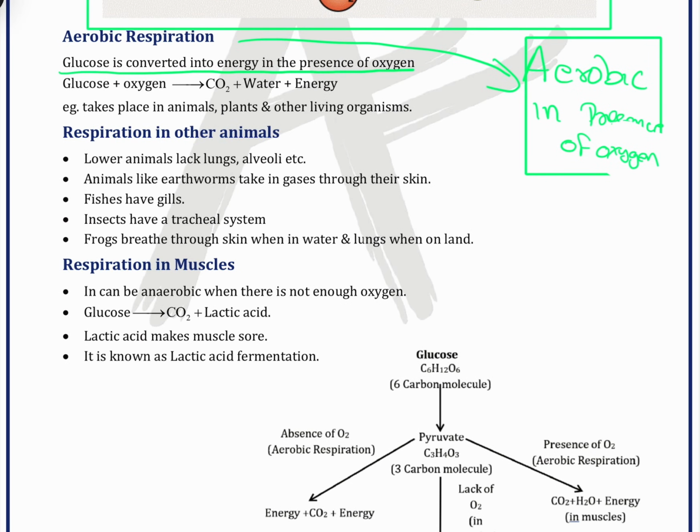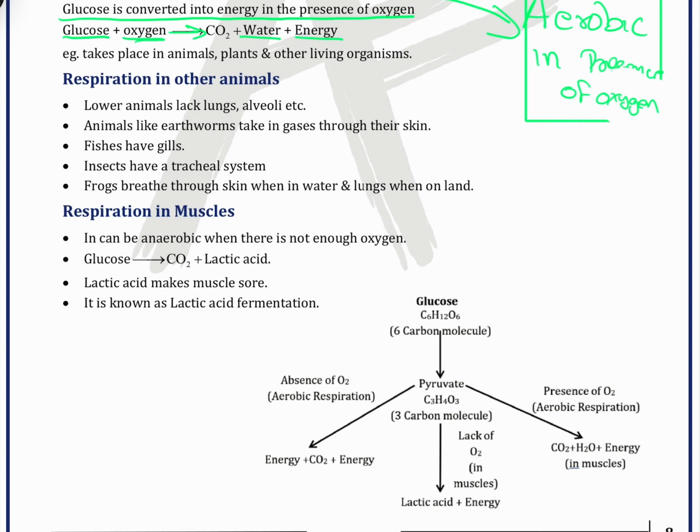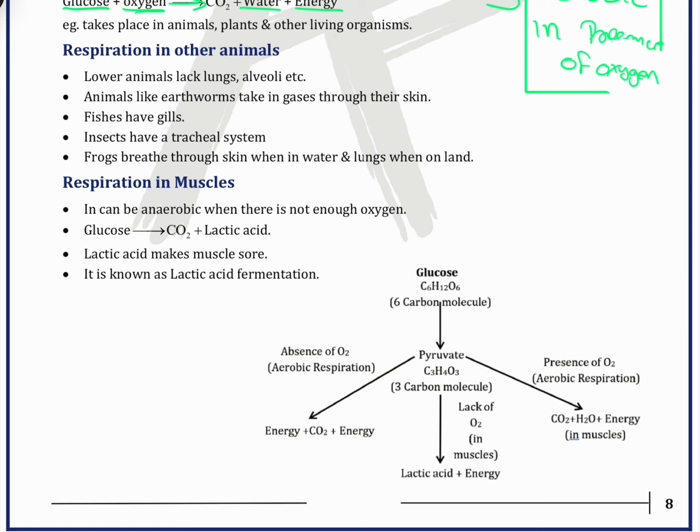Okay, glucose: here the formula is given, glucose plus oxygen gives us CO2 plus water plus energy. For example, this can take place in animals, plants and other living organisms. Aerobic respiration is a very basic, fundamental activity. Now, respiration in other animals: lower animals lack lungs, alveoli, etc.